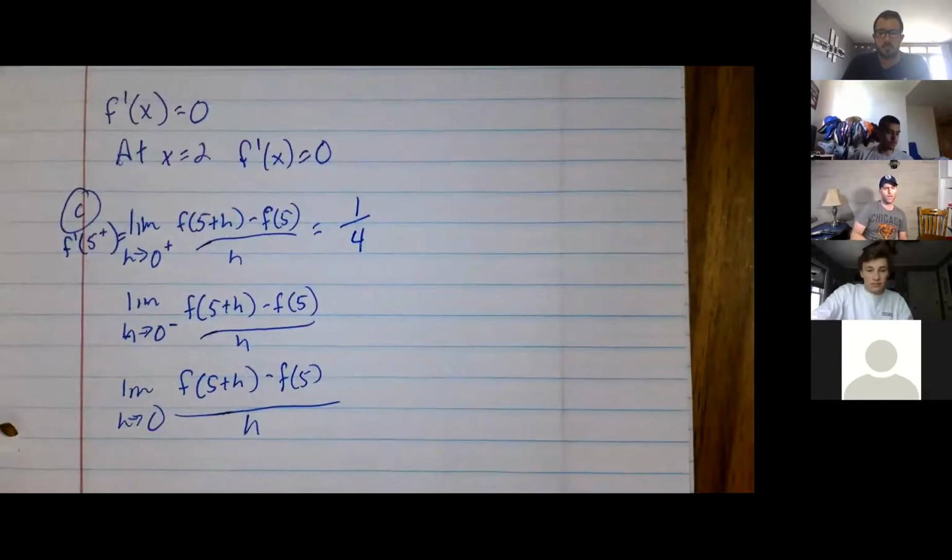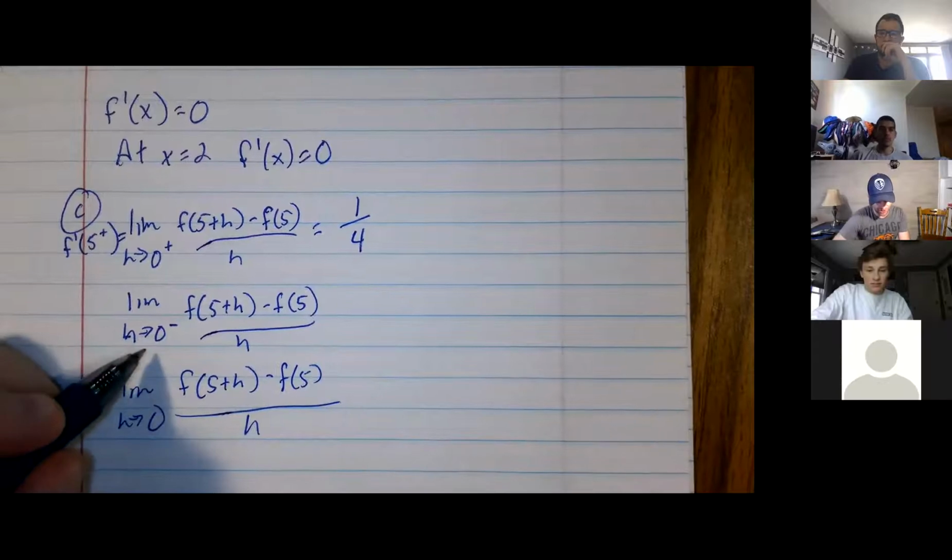So the limit as h approaches 0 from the right is 1/4. No explanation needed because it just says find the value or explain why it does not exist. So this value is 1/4. If you have that, you get 1 point. Okay? Now, limit as h approaches 0 from the left.